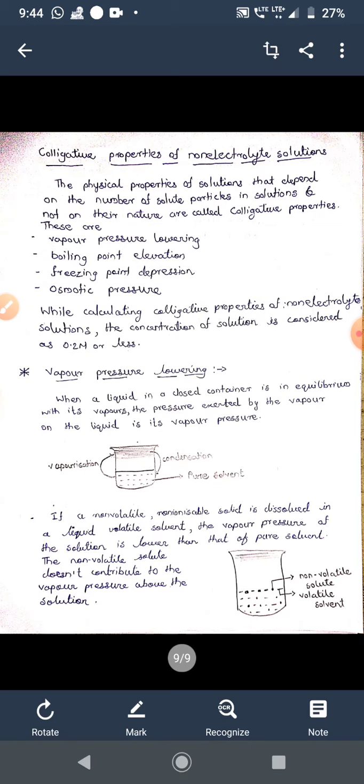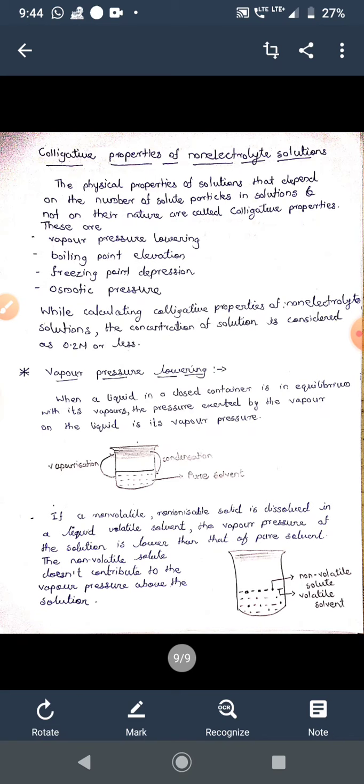In the solution chapters we had discussed solution, solute, and solvent which form the solution, properties of solute and solvent, then different types of solutions, then solubility, factors affecting solubility, solubility of solid in liquid solution, solubility of gas in liquid solution, various laws associated with solubility, Henry's law, Raoult's law, Dalton's law, and at last we had discussed vapor pressure.